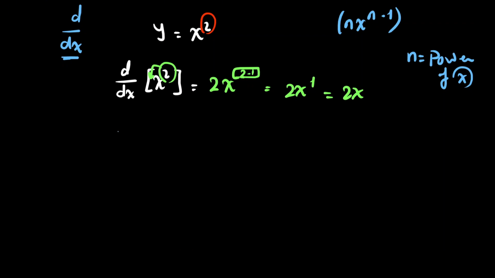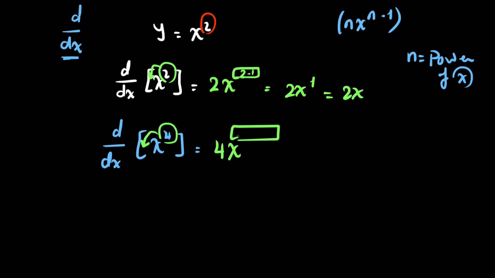What about this one? You're basically going to take this power, place it beside it, so it's 4x. And for the power, you're going to subtract 1 from the main power. So it's 4 minus 1. So it's 4x power 3.